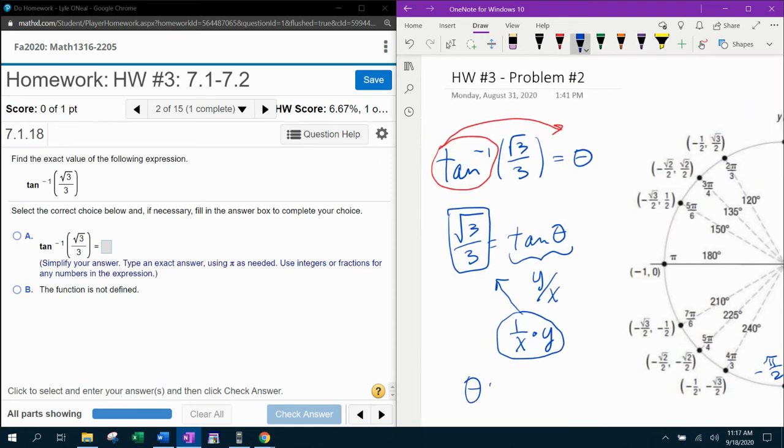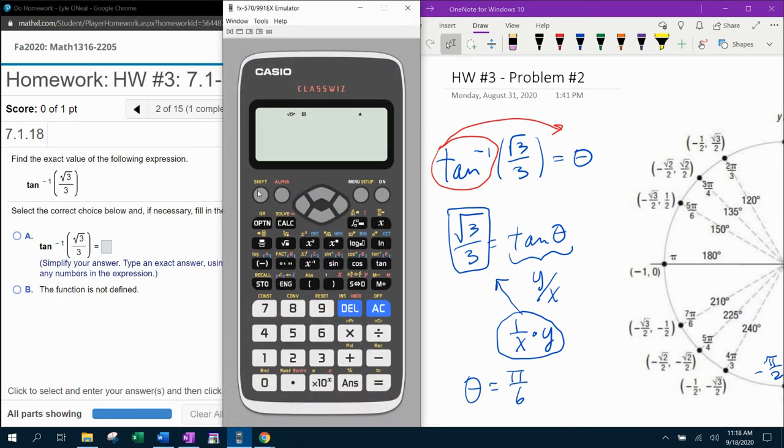My angle, the answer I'm looking for is pi over 6 or 30 degrees, and I believe it does say type an exact answer using pi as needed, which means it's probably going to be a radian answer. And just to check, we can use the calculator. So we're going to say inverse tangent of square root of 3 over 3. And the answer is pi over 6. Because I'm in radian mode, I get a radian angle, okay?